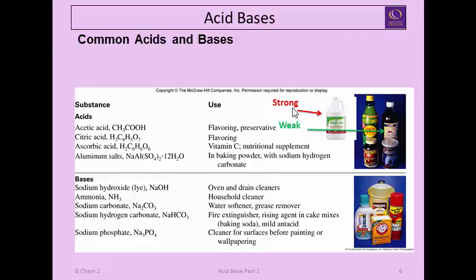The strong one completely dissociates. By the same token, if you go down to the base section, you might have a weak base such as bicarbonate, which creates very few hydroxide ions when it's dissolved in water. Or you might have a very strong base like oven cleaner, which is sodium hydroxide. And so it completely dissociates and releases hydroxide ions.